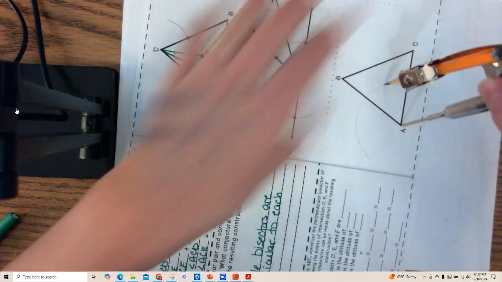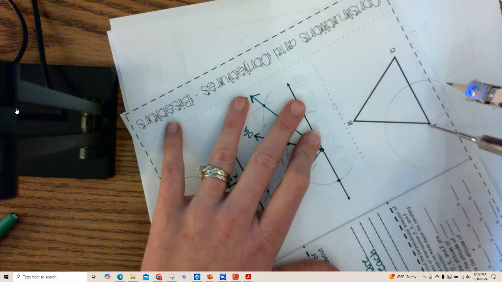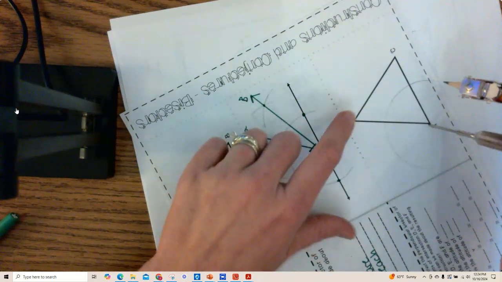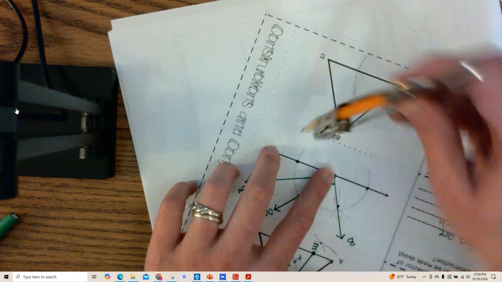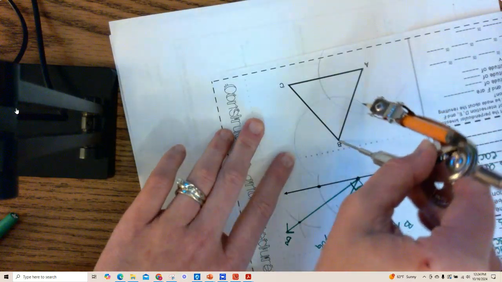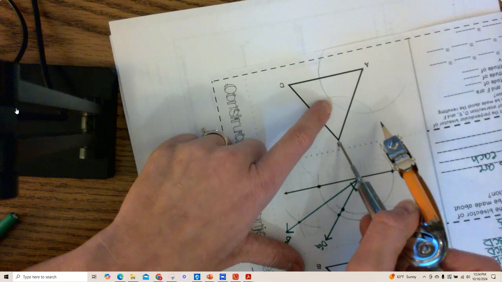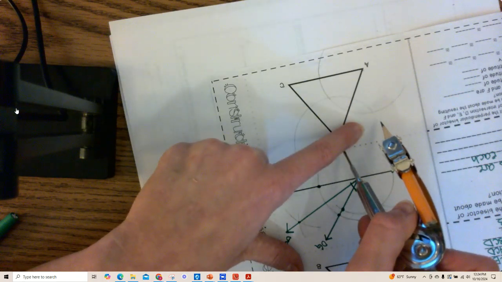Hopefully I did not set my compass too big. Okay. And then I want you to move to B, and I want you to do the same thing. Make a pretty good sized arc on here. So when you make that one from B, you should have 2 intersections now.